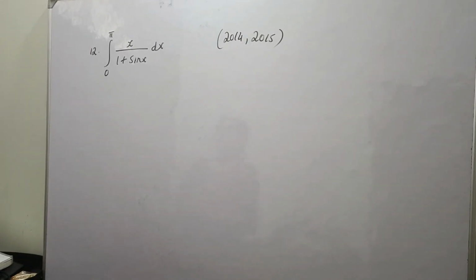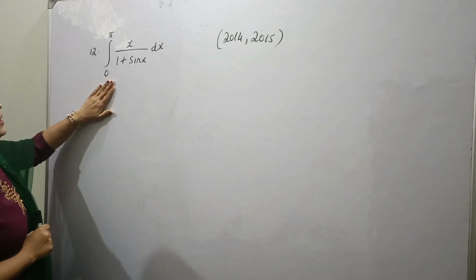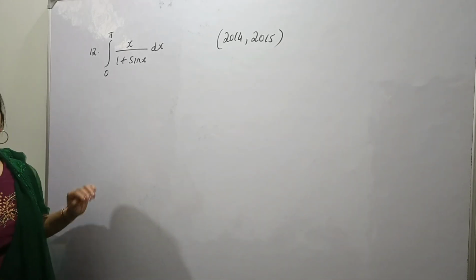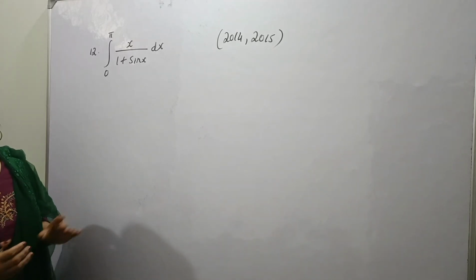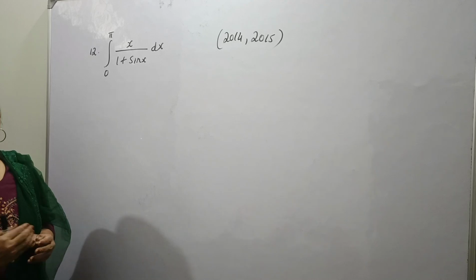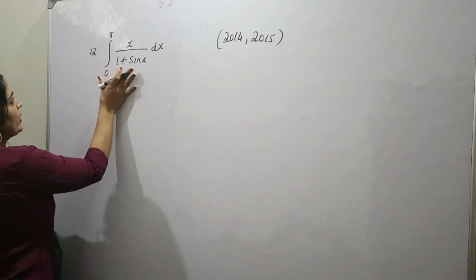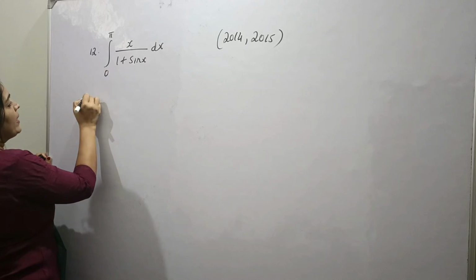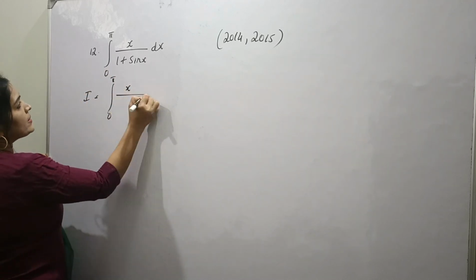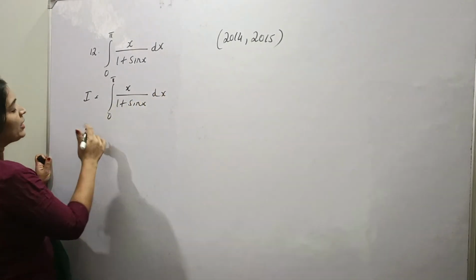Evaluate integral 0 to pi x divided by 1 plus sin x dx. Very important. Here, given definite integral is of the form integral 0 to a f of x dx. So, we can apply the property integral 0 to a f of x dx is equal to integral 0 to a f of a minus x dx. So here, let's take I is equal to integral 0 to pi x divided by 1 plus sin x dx. Let's apply the property.